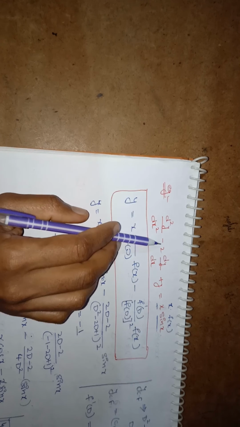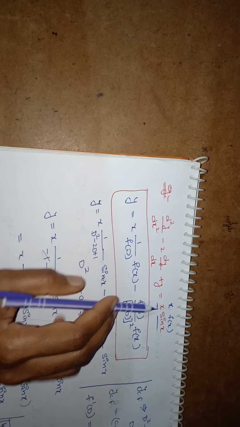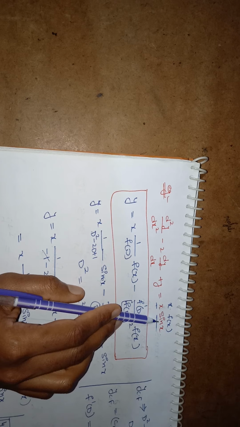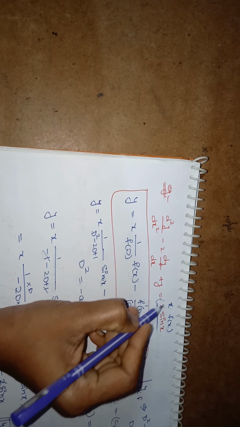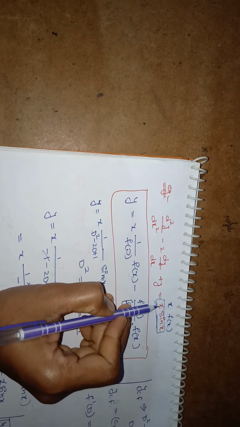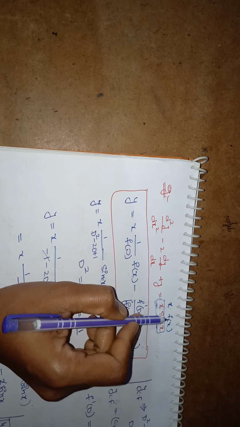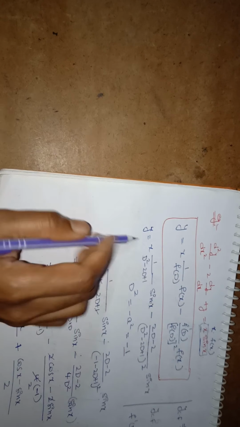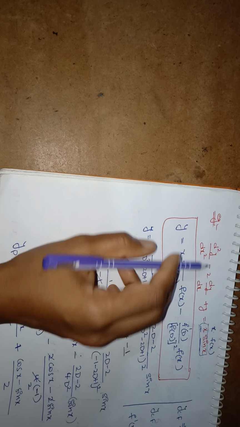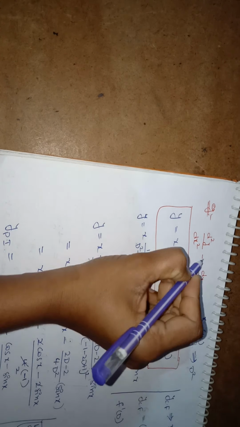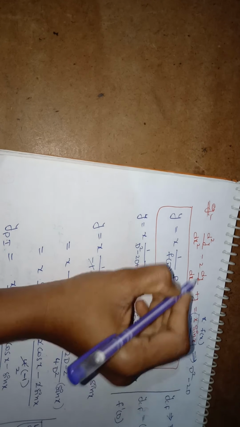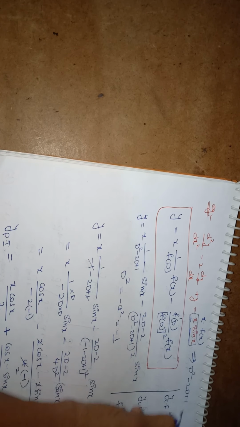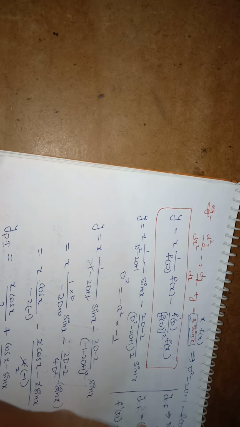Let's take one example. d square y by dx square minus 2 dy by dx plus y is equal to x into sin x. Look at the RHS. Here we have x into f(x), where f(x) is sin x. You just take the formula and substitute f(D). What is f(D) here? This is D square minus 2D plus 1. This is f(D).